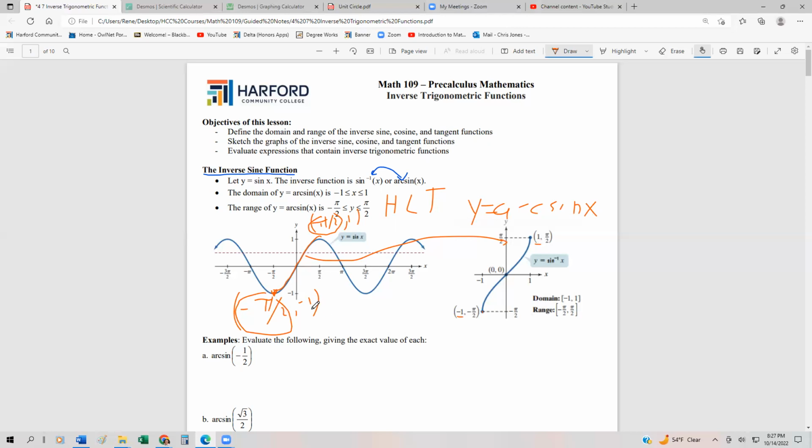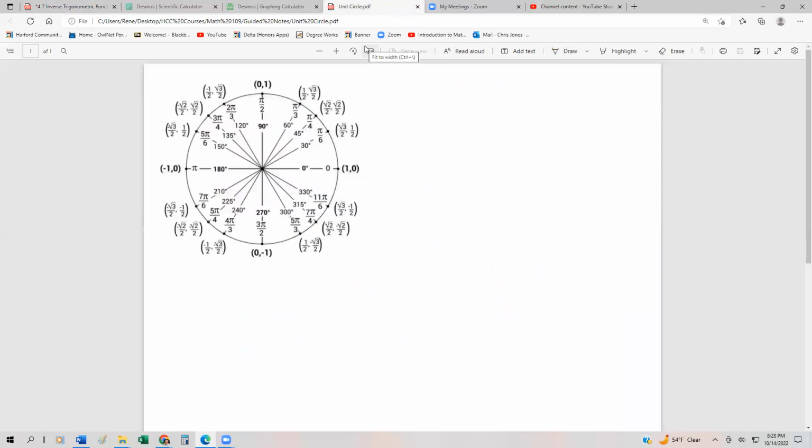Remember, an inverse function interchanges the domain and the range. So what we did was we flipped these points around. We bounded the sine function, and then we reversed the domain and the range, so we're flipping the coordinates. Again, the domain is from -1 to 1, and the range is from negative pi halves to pi halves.